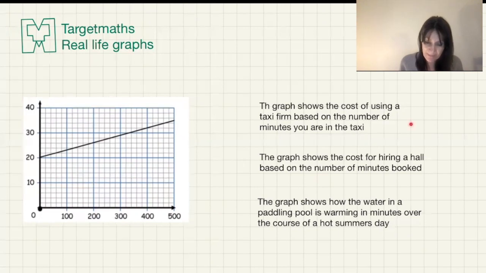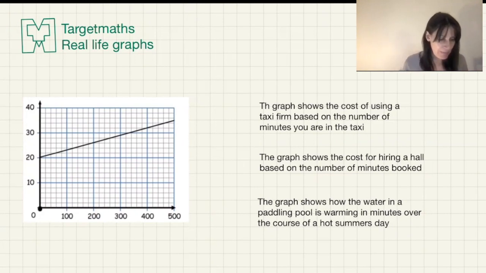So I could be talking about a taxi firm that has a number of minutes that you're in their taxi for. I could have the cost of hiring a hall based on the number of minutes that you book. I could say that this graph is about how the water in a paddling pool is warming up in minutes over the course of a hot summer's day. The story is what will help you interpret the gradient. The gradient is just a set of numbers. So really, it's not so much about the graph as it is about the story.